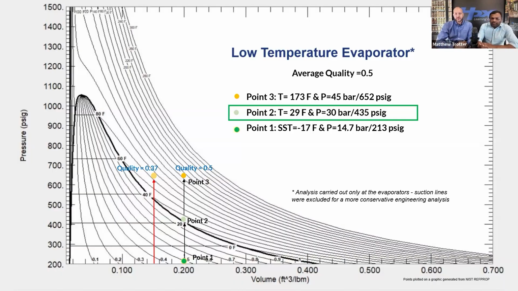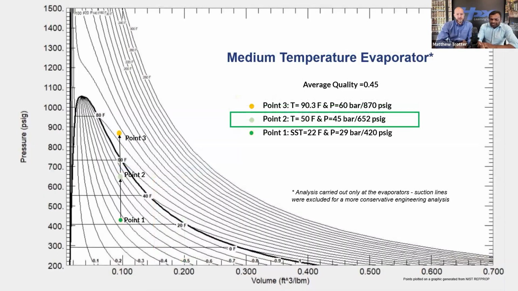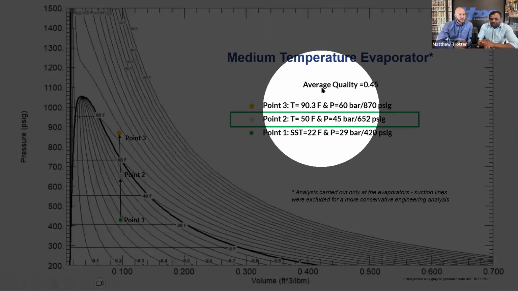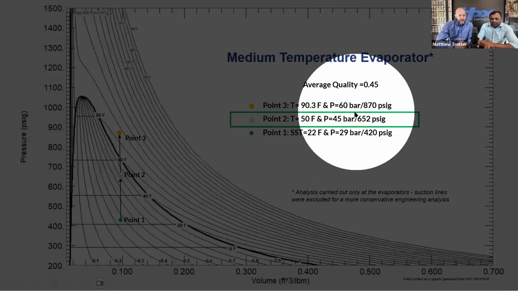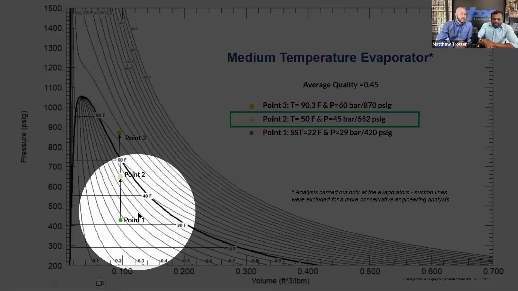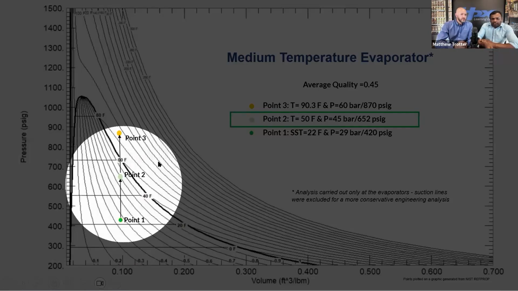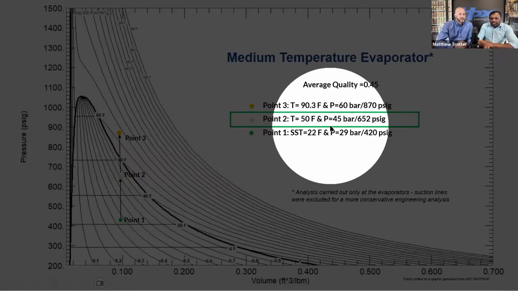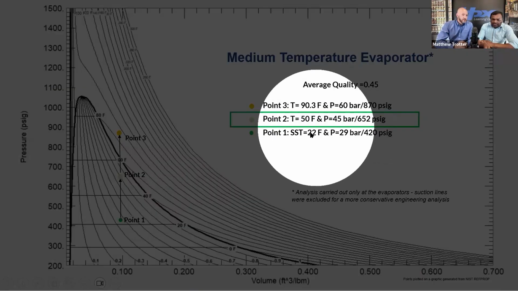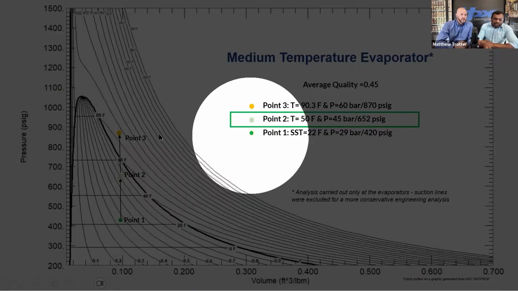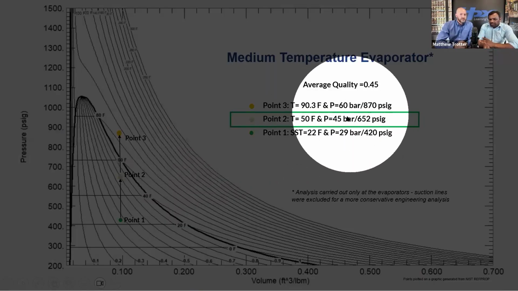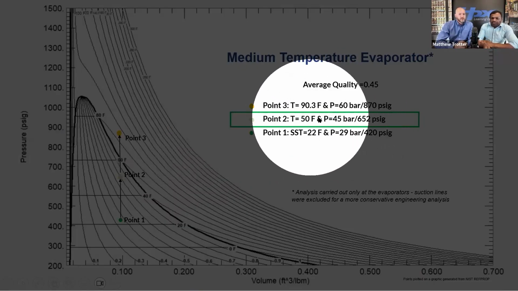And similarly for the medium temperature evaporator, right? We did the same analysis with the constant volume, and we start with point 0.1, which is 22 degree SST, saturated suction temperature, and the pressure is about 29 bar and 420 psi. So that's point 0.1 when we lose the power. And by the time we get to 0.2, which is 45 bar, that's what the relief valve is set to on this design, the temperature has to go to like 50 degrees. And then to get to 0.3, which is 60 bar, the temperature has to rise like 90 degrees approximately.